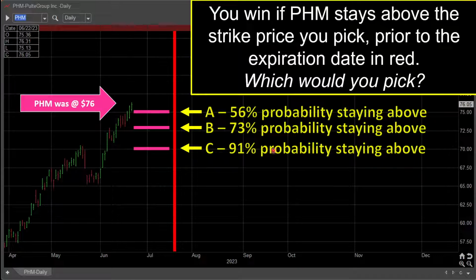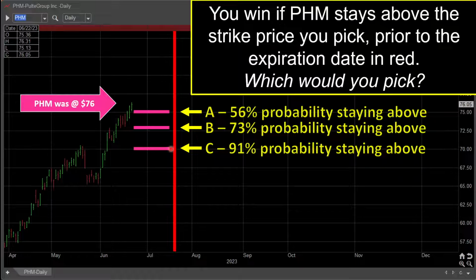So for instance, if I look at right now, the stock's about $76. If I went out there and sold a $75 put, I have a 56% chance of staying above 75 till the date the option expires. If I went a little bit lower and looked at a $73 strike, I have a 73% chance of the stock staying above $73 a share. If I go down to the bottom, down at 70, and if I sold a $70 put, I would have a 91% chance of that stock staying above $70 and expiring with no value by expiration.